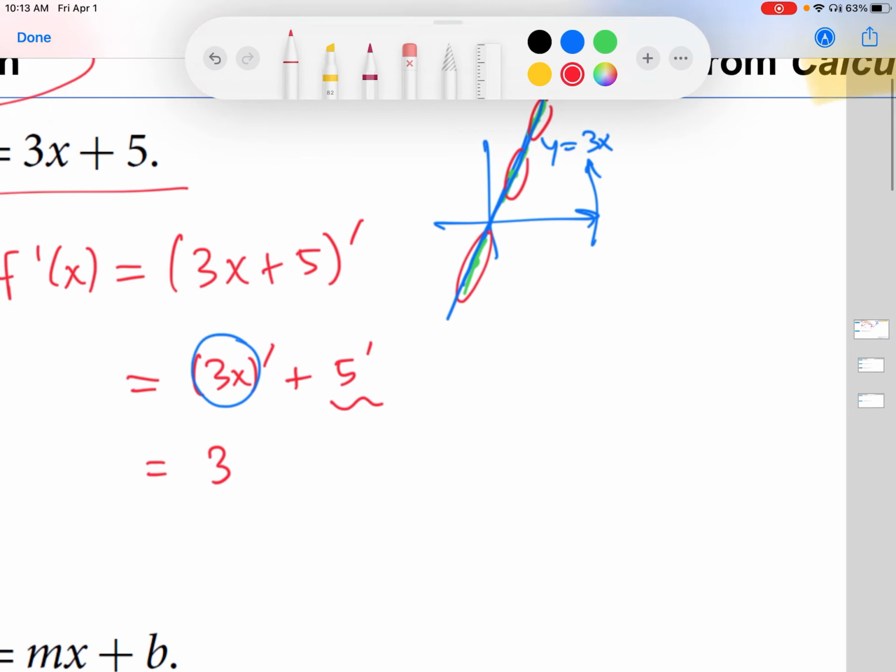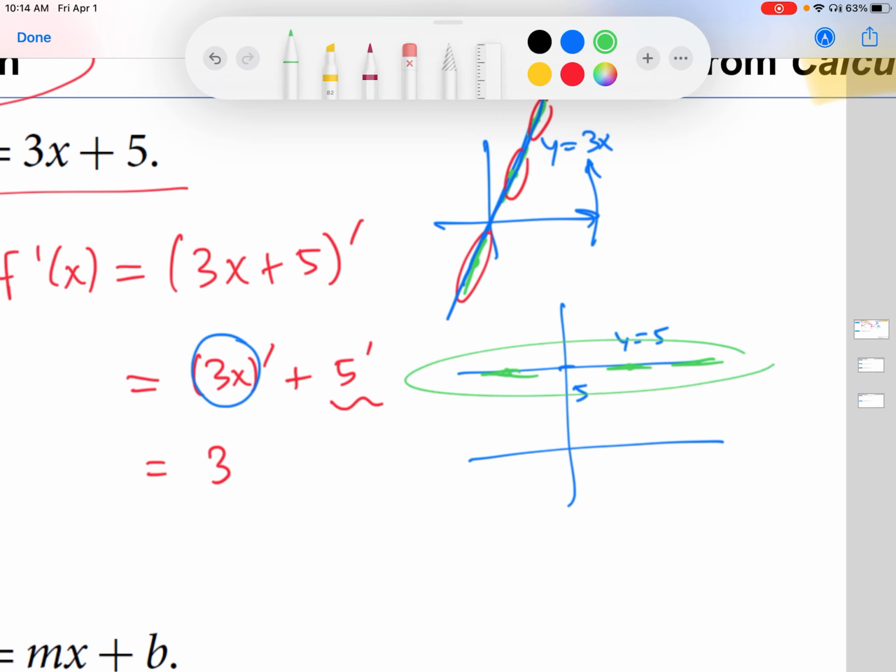So how about 5? I'm going to go back here and draw my function y equals 5. There it is. Pick any point on the graph, draw a tangent line. Pick any point, draw a tangent line. You can see that all the tangent lines are horizontal, right? Just like the graph. Again, y equals 5 is a linear function.